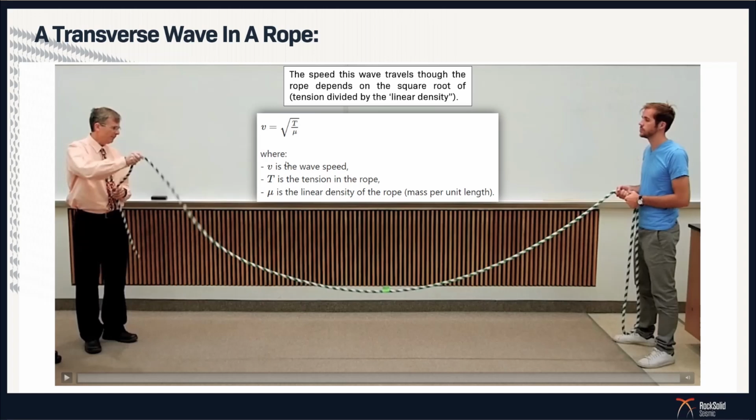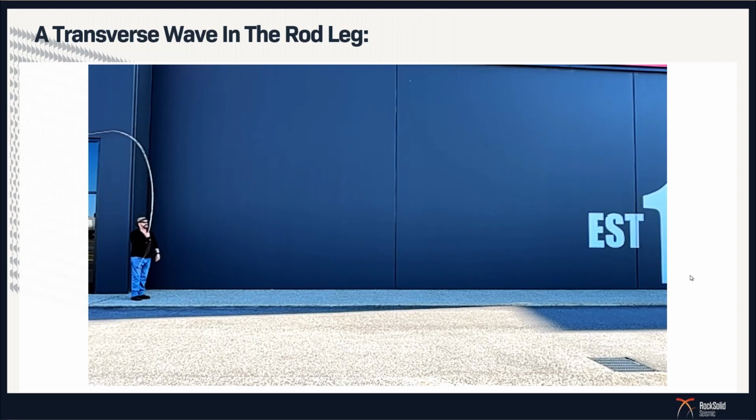And so here, the velocity of that wave that travels through the string is dependent on the square root of the tension and the linear density, which is basically how much it weighs per unit length. So the velocity of that wave that we saw traveling through the string is proportional to the tension in the rope and inversely proportional to the linear density of the rope. Move on to the next one here.